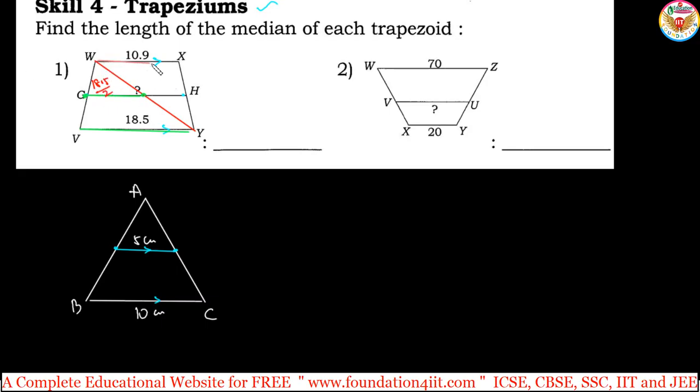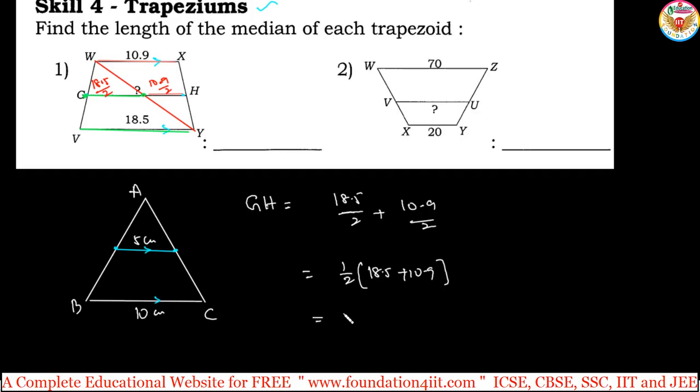Next, in the same way here, WX is exactly half, so you can make this equal to this. Now this value is 10.9 divided by 2. So you apply this. That means just half of 18.5 plus half of 10.9, you add and you will get the median. So the length from G to H is 18.5 divided by 2 plus 10.9 divided by 2. So 1 by 2 times, taking common, 18.5 plus 10.9. You can add it: 29.4 divided by 2 is 14.7. Right? 14.7 is the value of this.